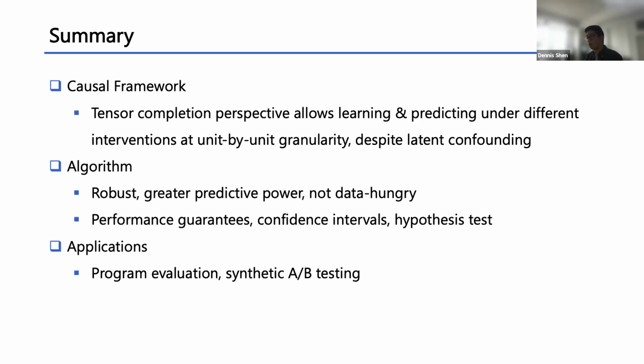We then armed this framework with an algorithm that is robust to noise, offers more predictive juice, and is also not very data hungry. Additionally, we provided statistical guarantees for this algorithm and showed how to produce confidence intervals and how to use a hypothesis test to verify when the algorithm can be safely applied in practice. And finally, we discussed one real-world case study on how to enable data-efficient trials using synthetic A/B testing.